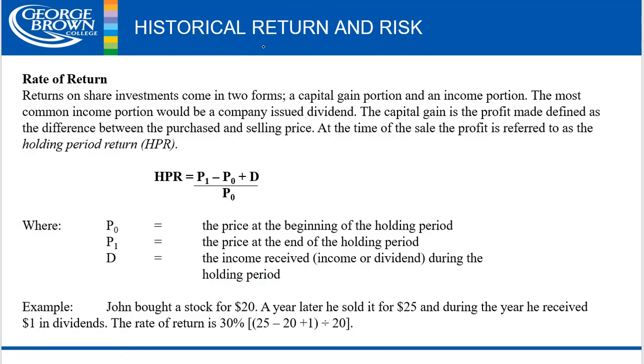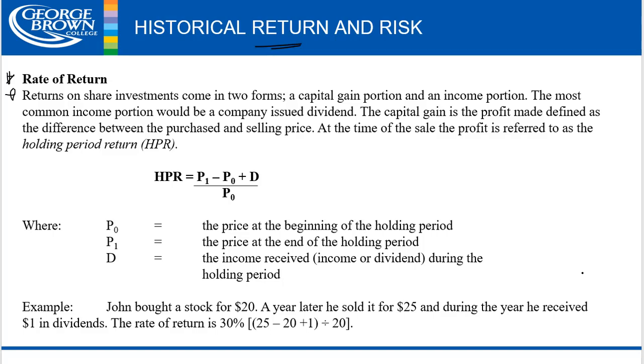So we were just looking at some historical returns, but I just want to look quickly, how do we calculate the rate of return on a stock investment? Let's read this little blurb here. Returns on share investments come in two forms: a capital gain portion and an income portion. The most common income portion would be a company issued dividend. So dividends are income. The capital gain is the profit made, defined as the difference between the purchase price and the selling price. If I buy a stock for $10 and I sell it for $12, I've made $2 per share. And so we can calculate the return on that.